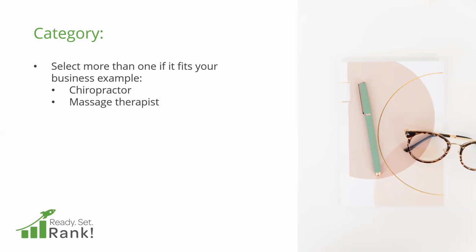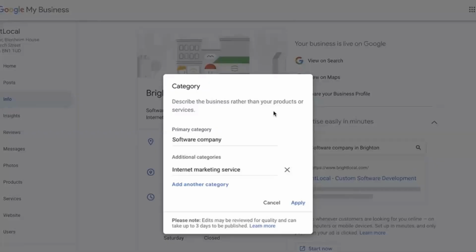Now, we're not making up ideas of categories for the sake of doing it, but let's just say you're a chiropractic clinic, but you also offer massage therapy. Well, then your primary listing or category would be chiropractor, and then you could add a second or even third category, and one of those could be massage therapist.